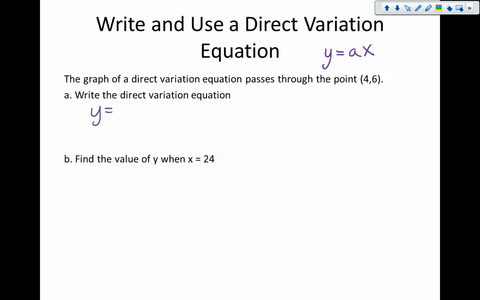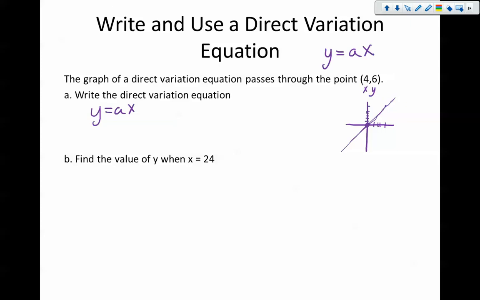So what we're going to do is, I'm being given a point. I'm told that it's going through this x, y point. If you think about what that means, it's going to start at 0, 0, and then go through 6. So I already know kind of what this graph looks like. It's going to look something like that. But I need to find the equation of this line that it's going through.